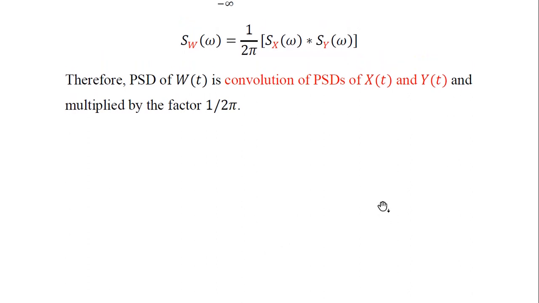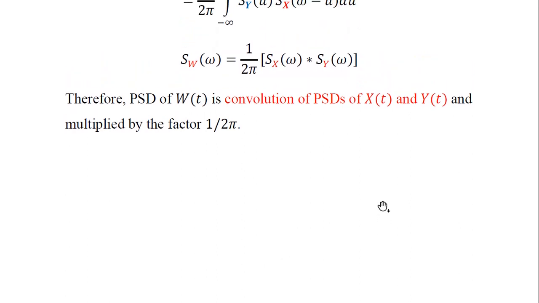And this is it about how to obtain the power spectral density when two random processes are added and when two random processes are multiplied. So for both the cases we have seen how to obtain the PSD, and thank you very much.